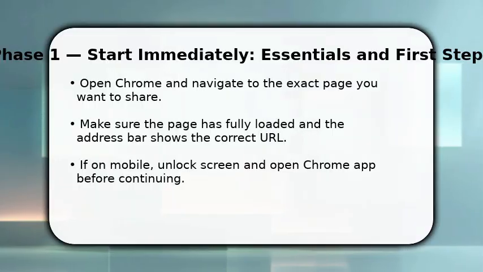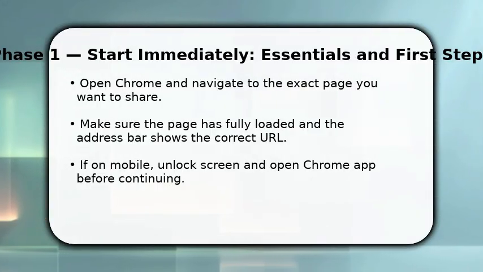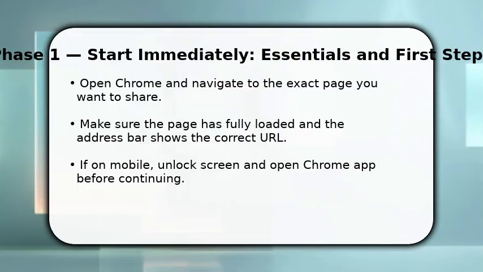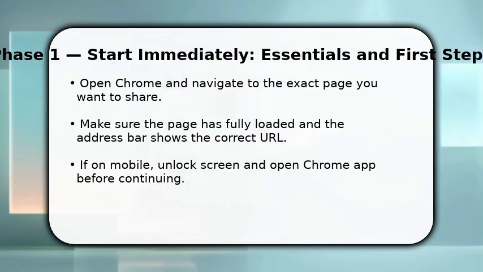You start by opening Chrome and going straight to the page you want to copy. This ensures the address bar contains the final, shareable URL. Once the page finishes loading, make sure you see the full web address. Sometimes sites redirect after load.